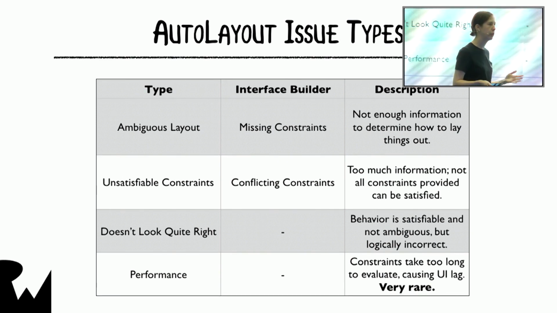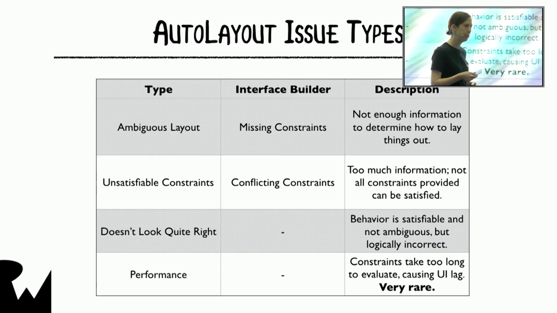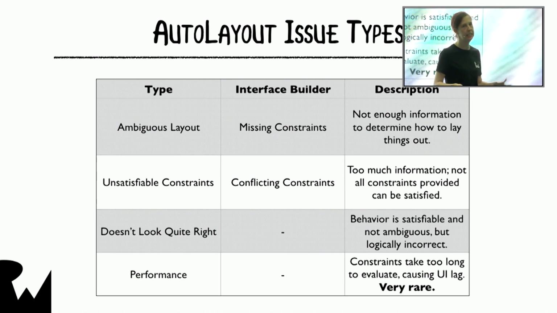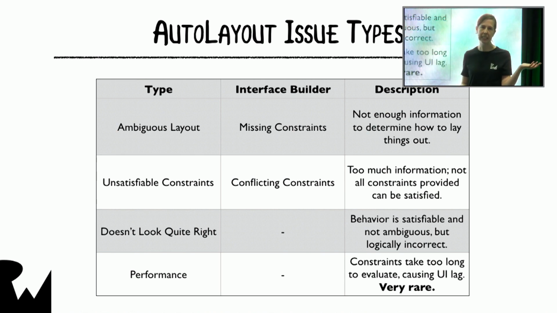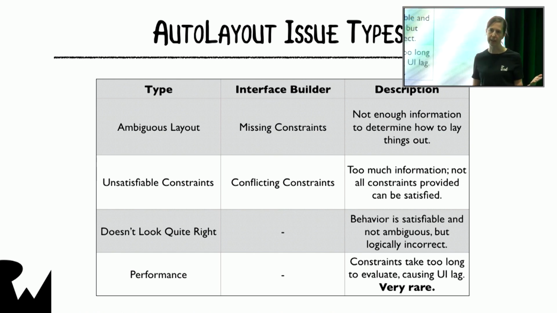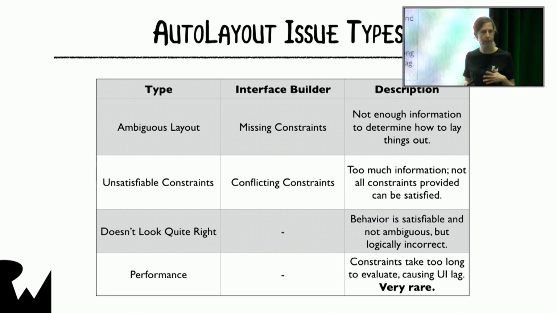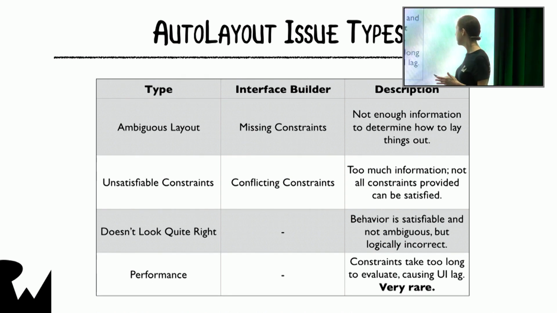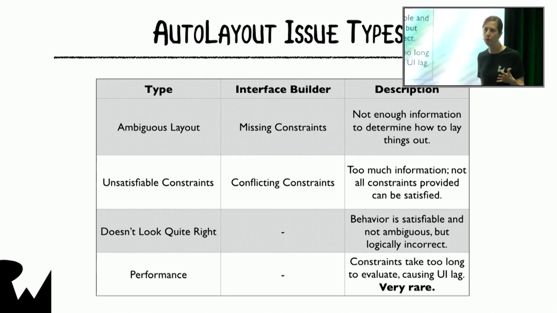It's basically a logical error. So you, as the person that has provided the constraints, expect one thing to appear on the screen. The system is happy. It feels like it understands, based on the constraints that you've provided, what it should be doing, and the constraint set is satisfiable. But in general, it's just not logically correct. It's not what you expect to show up.